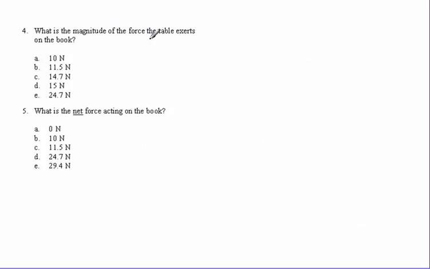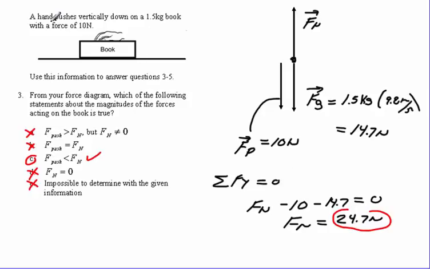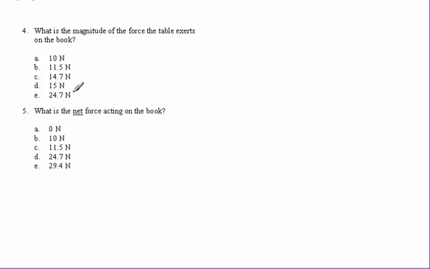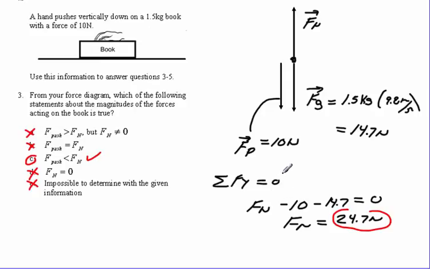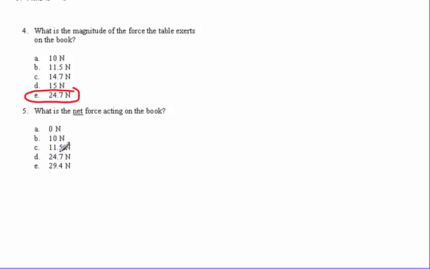Okay, what is the magnitude of the force the table exerts on the book? Well, we just worked that right there. That's going to be our 24.7 newtons. That's going to be our normal force, so we know that answer is there. And the next question, what is the net force acting on the book? Well, remember, we summed the force right there. There's your net force. Your net force is going to equal 0 because these forces balance everything out. And we know if the net force is not 0, the book would have to accelerate, and the book does not accelerate back through the surface. It cannot accelerate left and right because the person is only pushing down. So this answer has got to be A, 0 newtons.